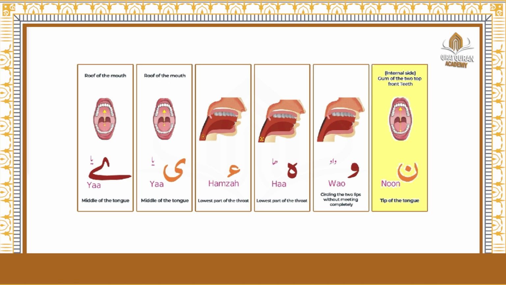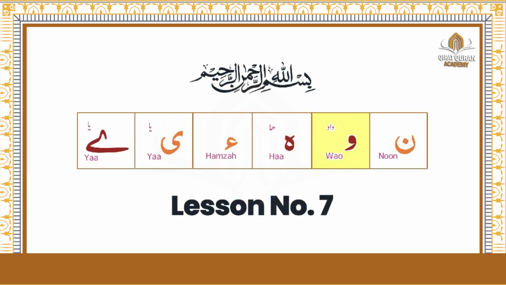Noon. The next letter we have is Wow. The formation of this letter is, it has a circle shape in the beginning, as you can see here, a round shape, and then it's coming down like Dal. So this is the formation of letter Wow.